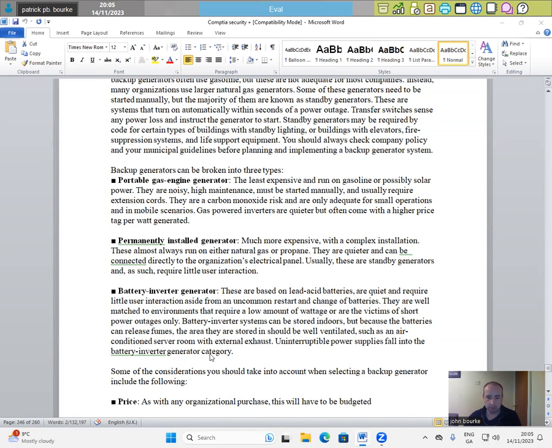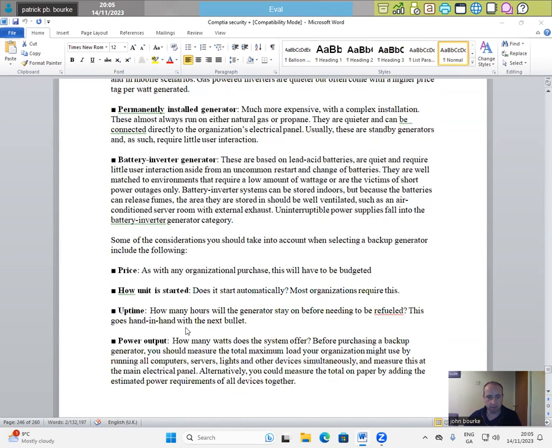Some of the conditions you should take into account when selecting a backup generator include the following. Price: as with any organizational purchase, this will have to be budgeted. How the unit is started: does it start automatically? Most organizations require this. Uptime: how many hours will the generator stay on before needing to be refueled? This goes hand in hand with the next bullet, power output.